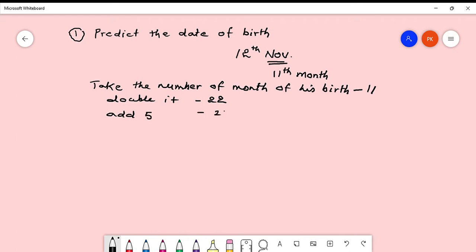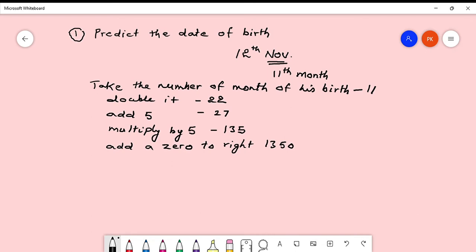That will be 27. Now tell him to multiply by 5. So 27 multiplied by 5, that is 135. Now to this result add a 0 to the right, that is 1350, and to this number tell him to add his date of birth.